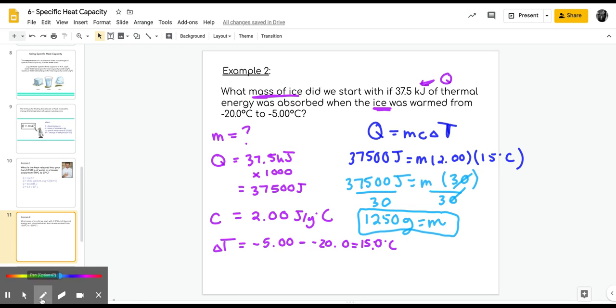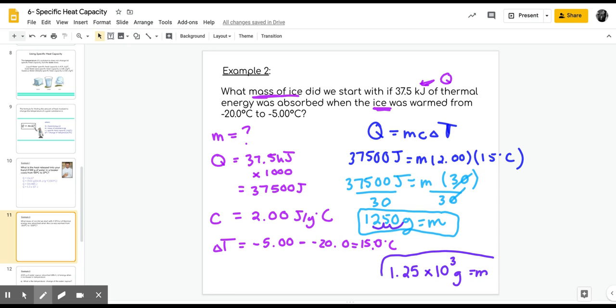Okay, so I need to move my decimal to get it between a number between 1 and 9. So I'm going to go 1, 2, 3. So 1.25. I've moved my decimal 3 times. And it is a big number, not a tiny decimal number, so it's to the power of 3 grams is equal to my mass. So there is my final answer for the mass of the ice.